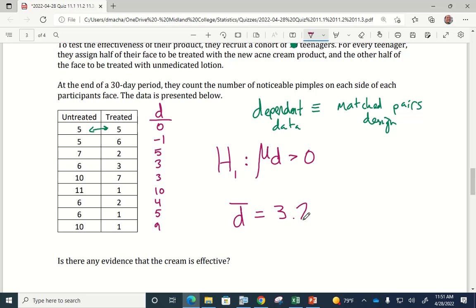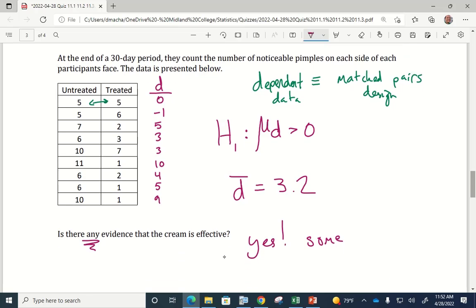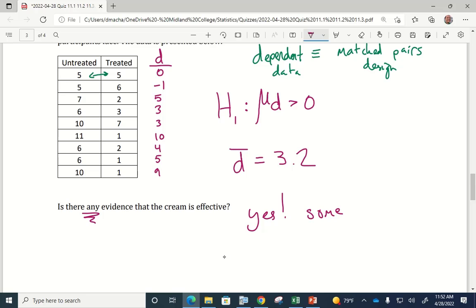And so when I'm asked the question, is there any evidence at all that this cream is effective? I would say, yeah, there's some evidence. I don't know how much yet, but I just know that based on my little cohort of experiment participants, my group of 9 subjects, there does seem to be an average positive difference happening to each side of their face.